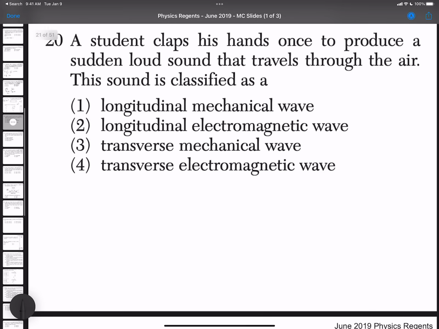All right, question 20. A student claps his hand once to produce a loud sound that travels through the air. This sound wave is classified as. So first off, we know that sound is a longitudinal wave, so I can eliminate 3 and 4. And because it is a wave that travels through matter, disturbing the matter, the matter itself is what's wiggling, that makes it a mechanical wave. And so for question 20, the answer is 1.